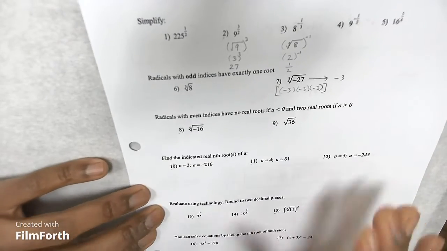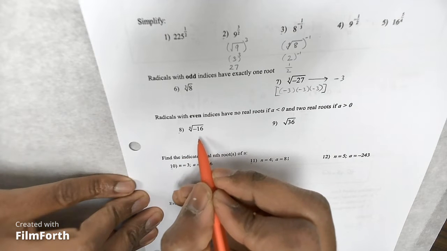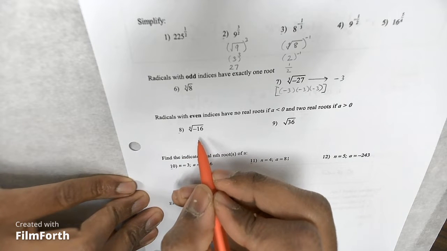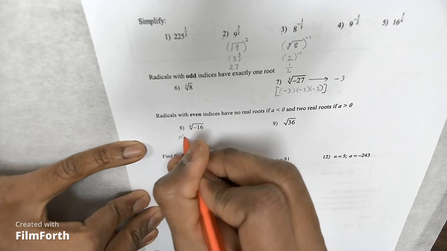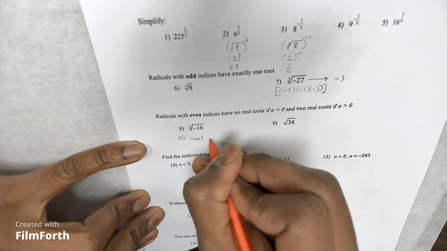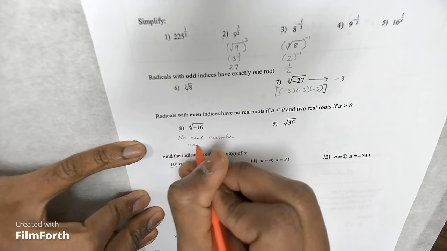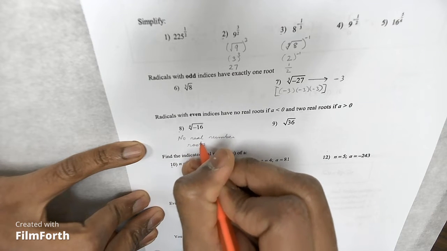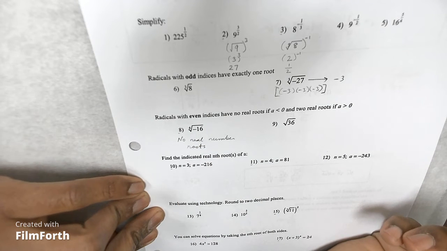For number 8, if you notice, it's asking you what number multiplied by itself 4 times will give negative 16. Well, there is no real number that does that. So no real number roots, or no real roots. No real number multiplied by itself 4 times gives negative 16.